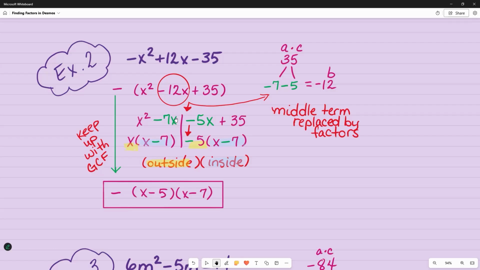However, the smallest exponent for my x's is a 1. So I'm just going to bring out 1x. X times what is x squared? X times what is negative 7x? So that's this left side.